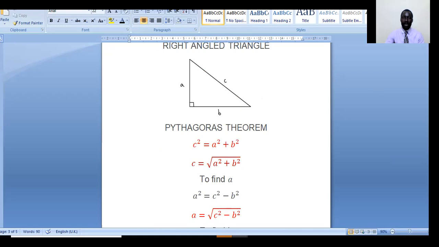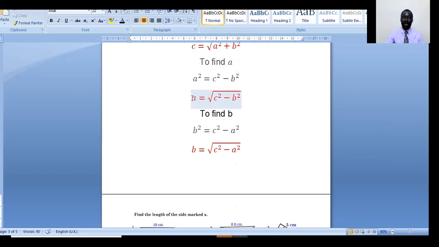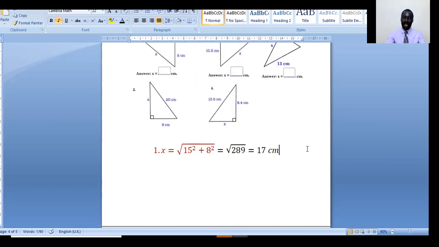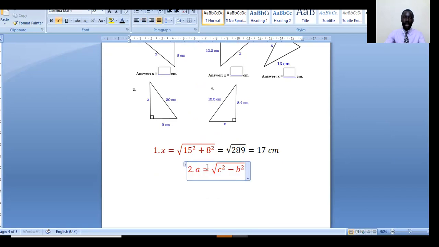Because x is represented by A, we will use the formula which we had already got to calculate A. So we will come right down here, and in the second question, this is the formula that we have to use. And now, A is what we are calling x. What is C going to be? Well, C, which is the longest length, in this case is 20. And so we put 20 right inside here. Then B is this other one, which is 9 centimeters. And so where there is B, we put 9.